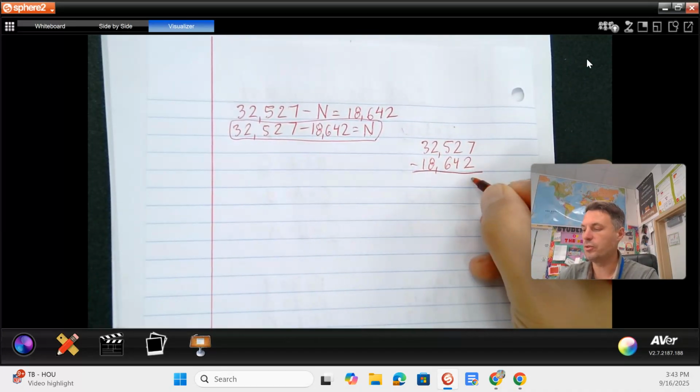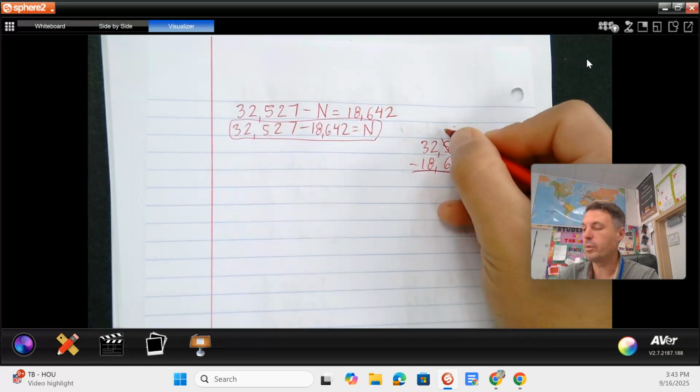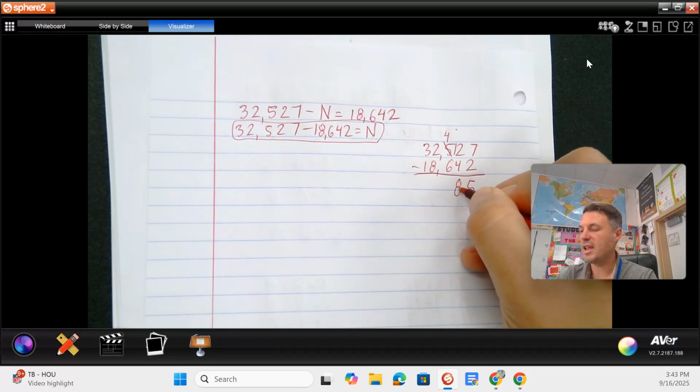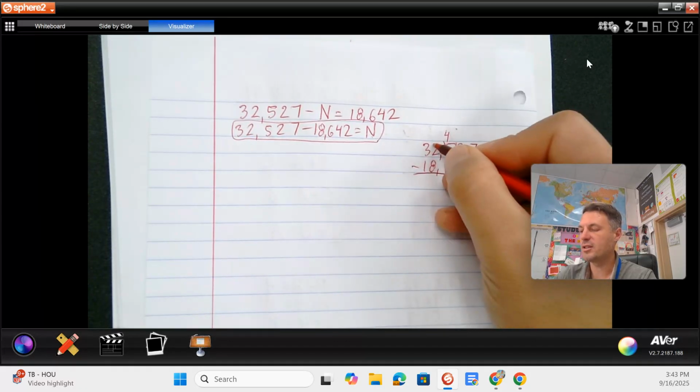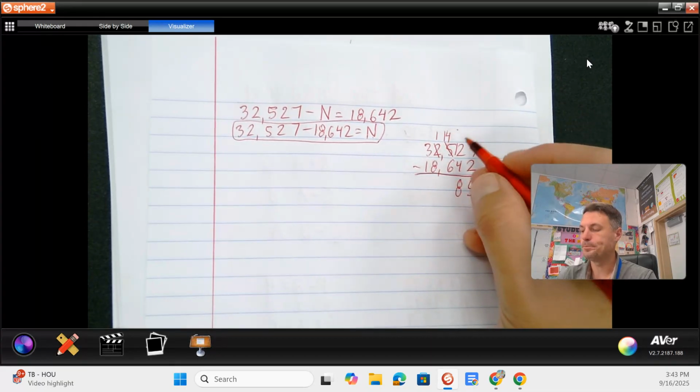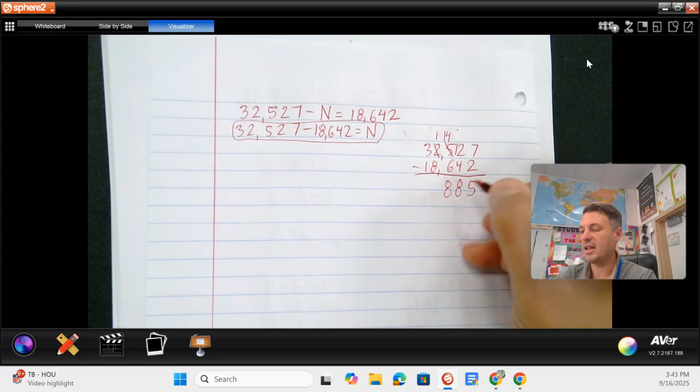So 7 minus 2 is 5. We can't do 2 minus 4, so we borrow from the 5, and we make it a 4, making this 2 a 12. 12 minus 4 is 8. We can't do 4 minus 6, so we borrow from the 2, make it a 1, making this 4 a 14. 14 minus 6 is 8.